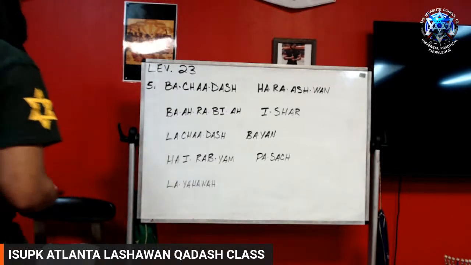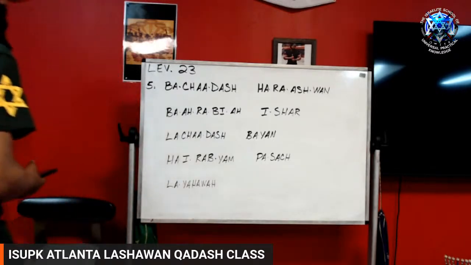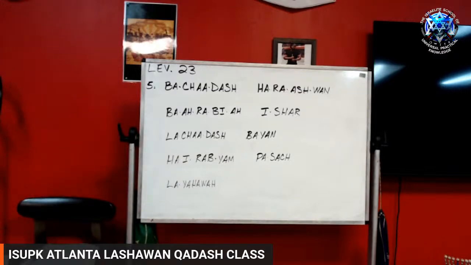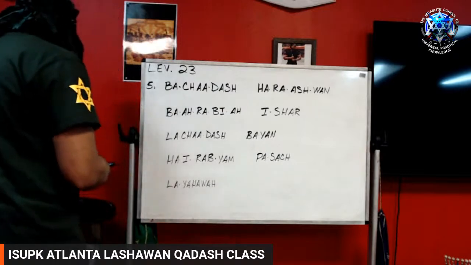So let's see. You should have Bakadash, Harashwan, Ba'irabiah. Okay? Ba'irabiah. All right. I know it sounds like Yah, just because you see the Ha at the end. Okay. And we'll go over that. Aishar, Lakadash, Bayan, Ha'irabium, Pasak, La Yahweh. Right? Very good. Now let's explain why you should have this.